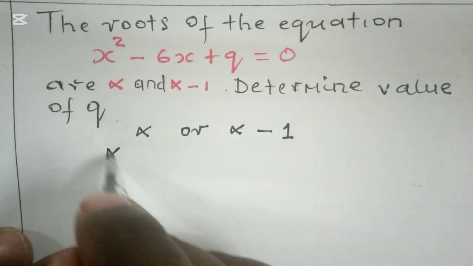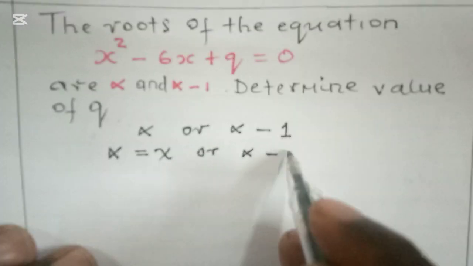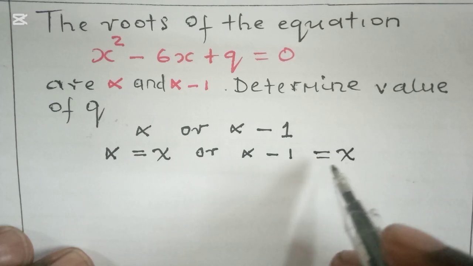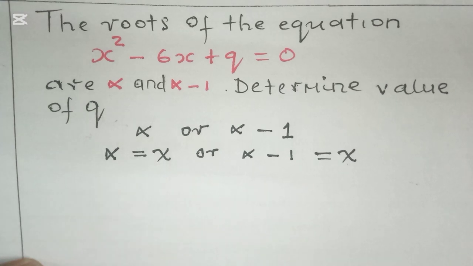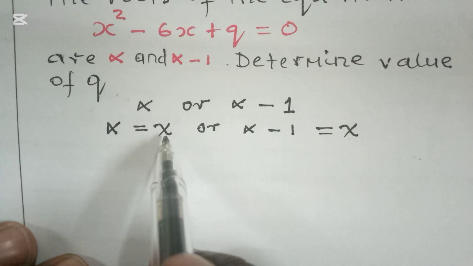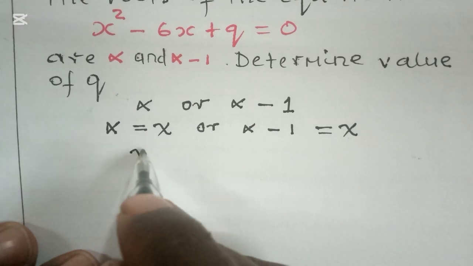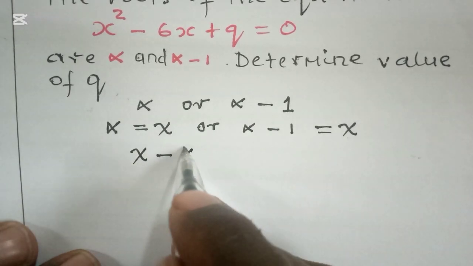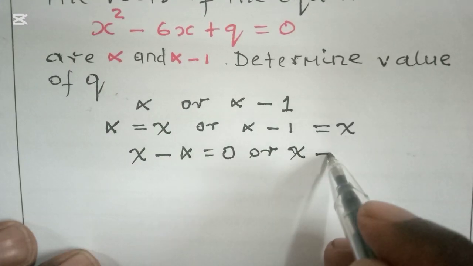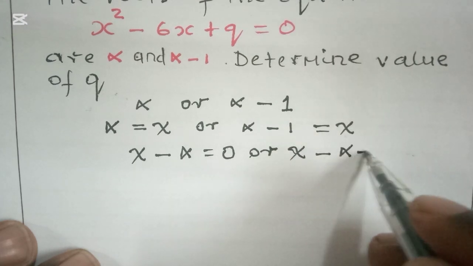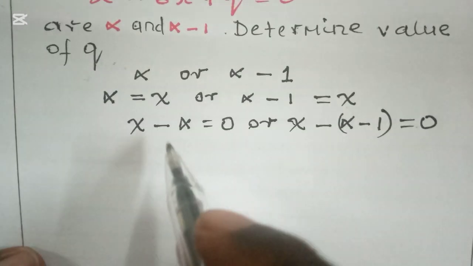So alpha is equals to x, or alpha minus 1 is also equal to x, x being our value we are looking for. So guys, we continue. We can bring alpha on this side, so that now we are going to have x minus alpha is equals to 0, or x minus alpha minus 1 is also equals to 0.